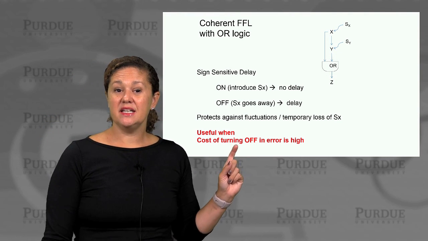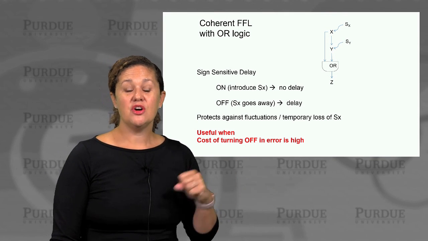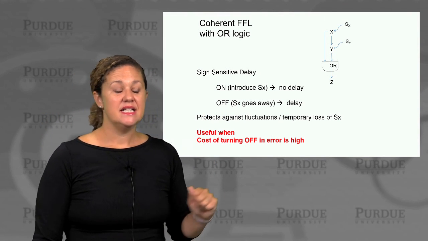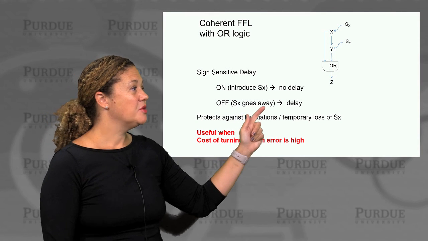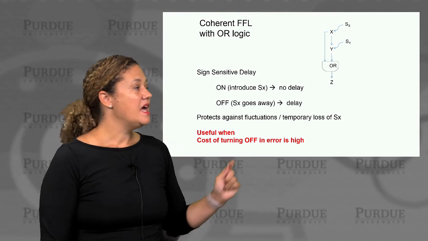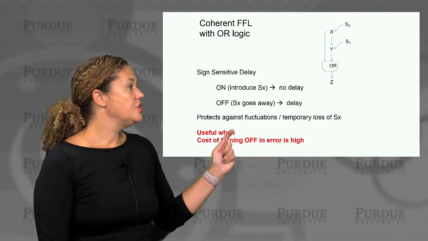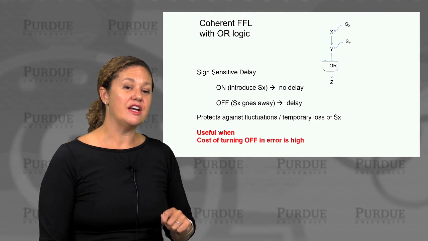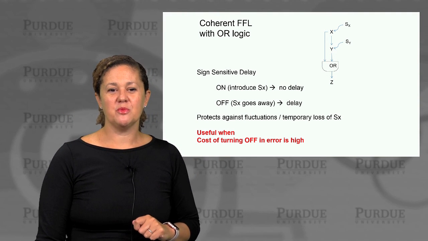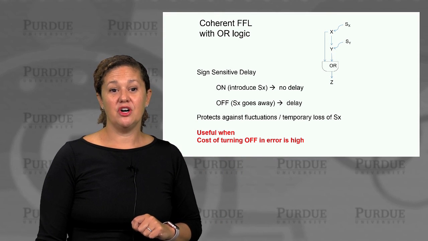So conversely, if we switch the logic at the Z gene from AND to OR, we switch the sign-sensitive delay. And that is, with the on situation, we get no delay. And with an off, we do get a delay. And this protects against fluctuations or temporary loss of a signal, useful when the cost of turning off in error is high. So we're going to save this one for you for a homework problem to work out on your own, similarly to as we did in this lecture, looking at AND logic.